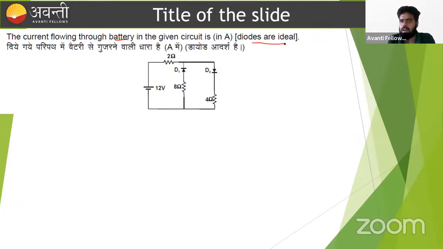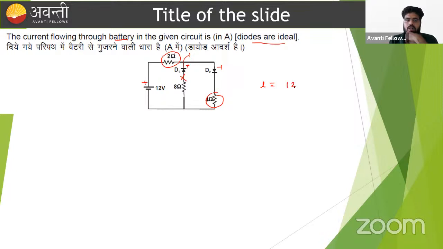Again, the diodes are ideal. We can say this will gain positive, this will gain positive. So this is not working, because this diode is acting in reverse biasing. Okay, so this diode is not working anymore. So we can say this is 4 ohm, and the resistance of this diode is given as 2 ohm.